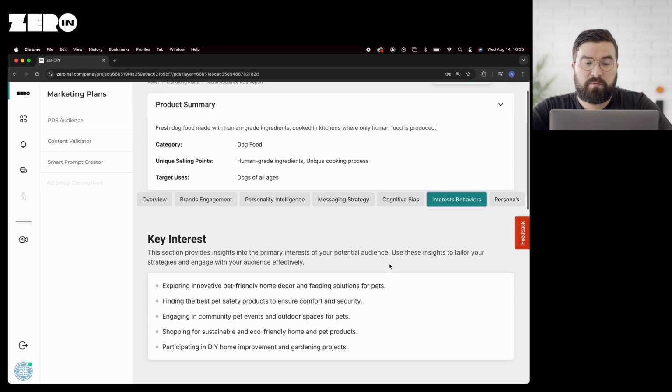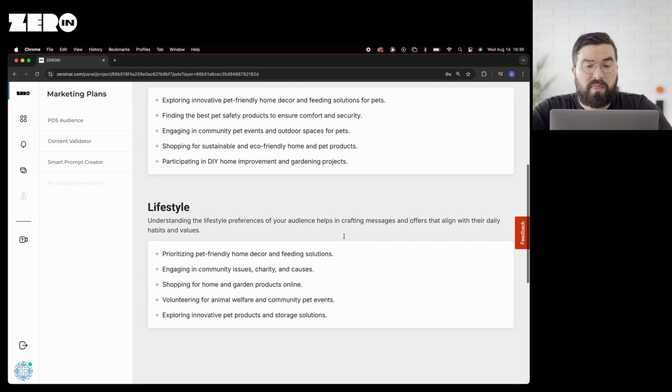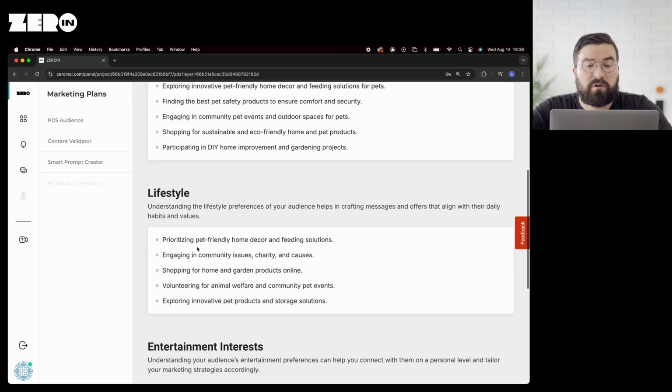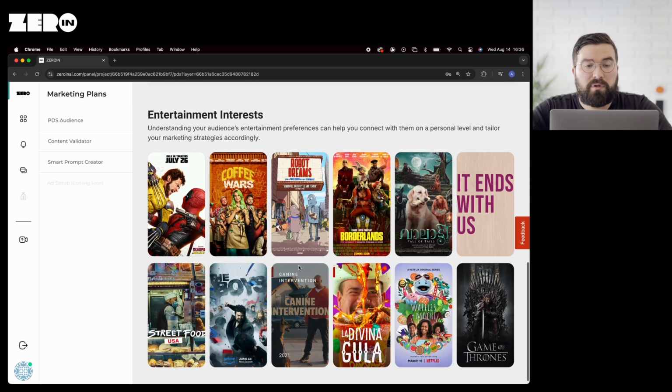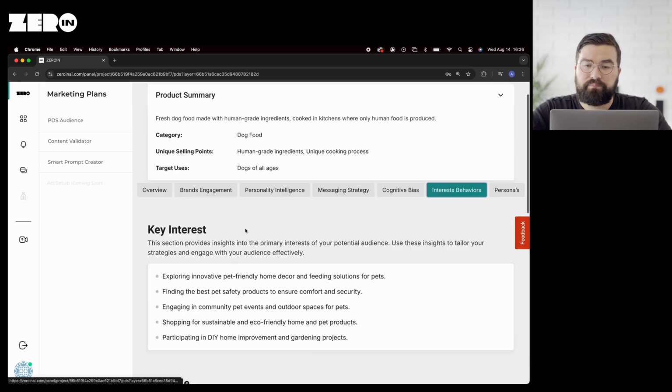Next, we can look at their interests and behaviors. These explain what types of interests your audience in the niche category have. So they like finding the best pet safety products to ensure comfort and security. They like engaging in community pet events and outdoor spaces for pets. On the lifestyle front, they like prioritizing pet-friendly home decor and feeding solutions. And then you get this really cool section, which is some of the entertainment. So what do these key people watch? If they're sitting on the couch, what kind of content do you think would most appeal to them?